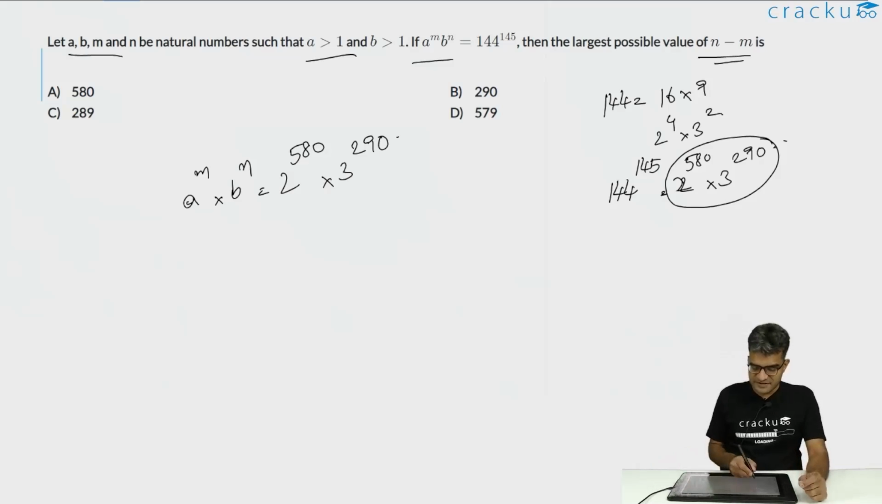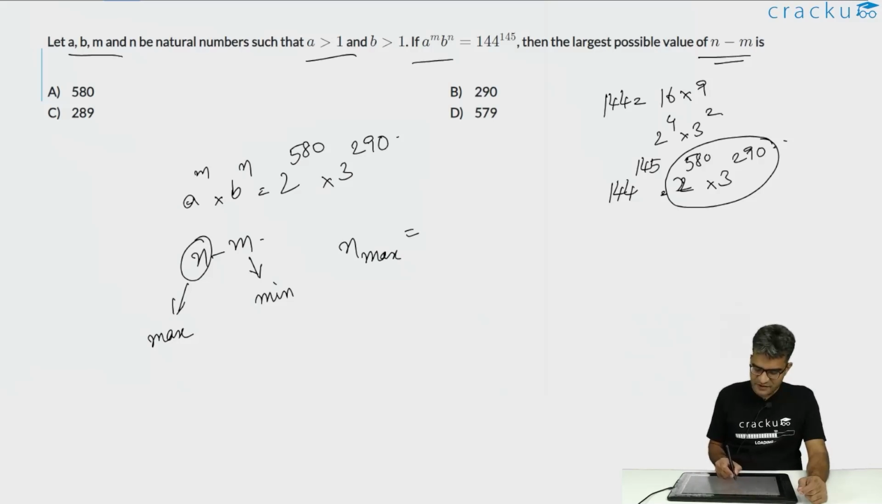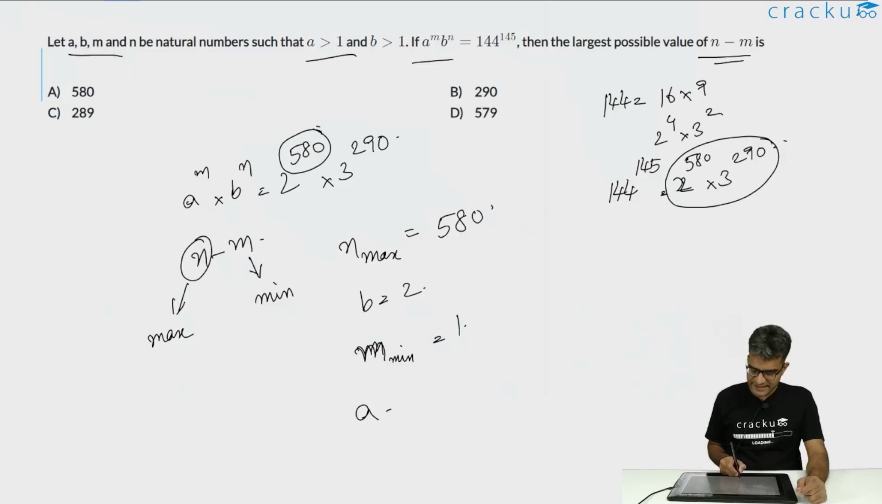We are asked to maximize the value of N minus M. So we want the maximum value of N and we want the minimum value of M. What is the maximum value of N? The maximum value of N is 580. This will happen when B is 2. And what is the minimum value of M? The minimum value of M will be equal to 1 and this will happen when A is equal to 3 to the power 290. Therefore, the maximum value of N minus M will be 580 minus 1, which is equal to 579.